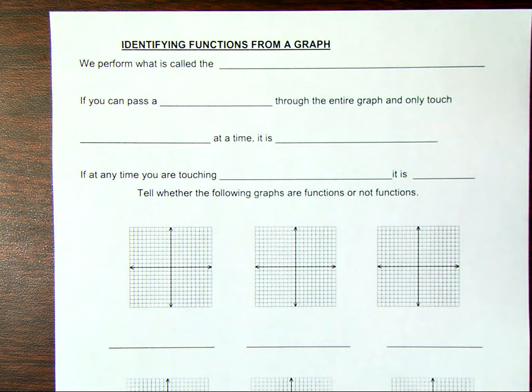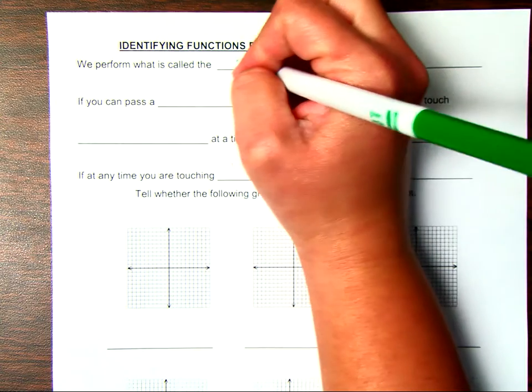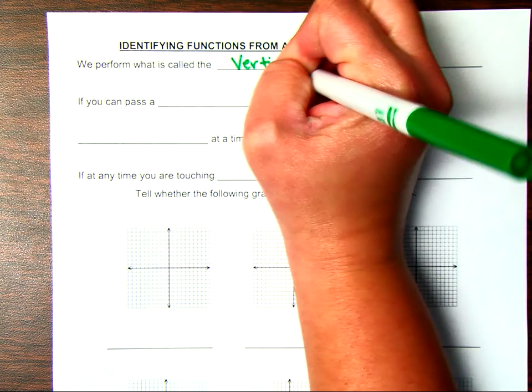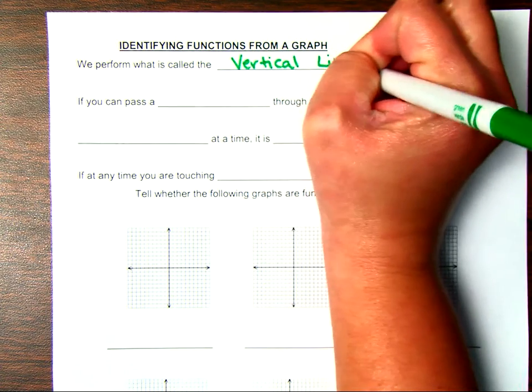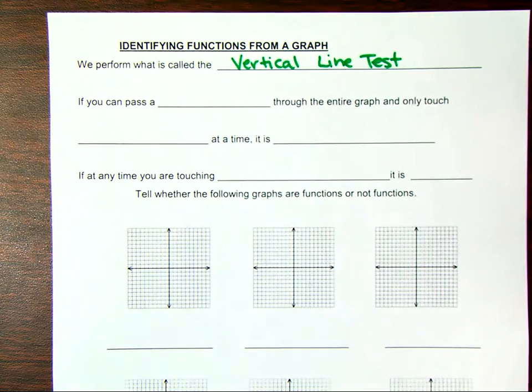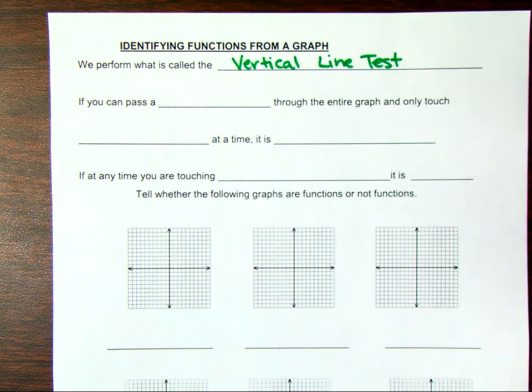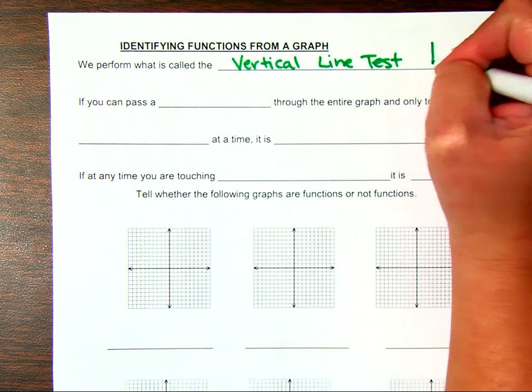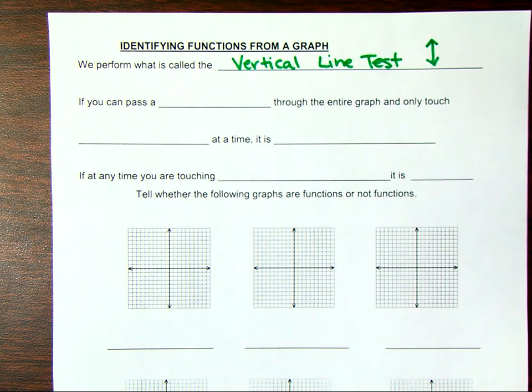So when we are looking at a graph, what we do is we perform what is called the vertical line test. Instead of having to sit there and create all the ordered pairs and say, okay, is there one x to every one y, we can perform this vertical line test. So I'm going to show you how we're going to do that.